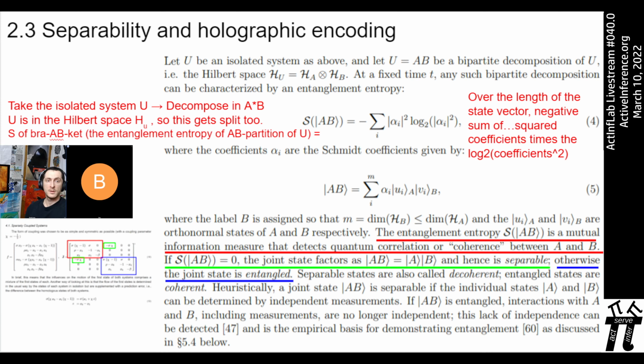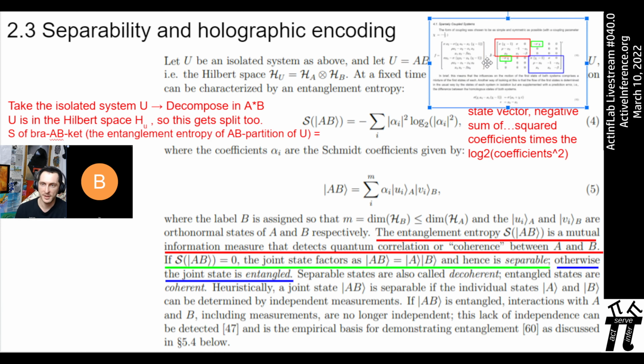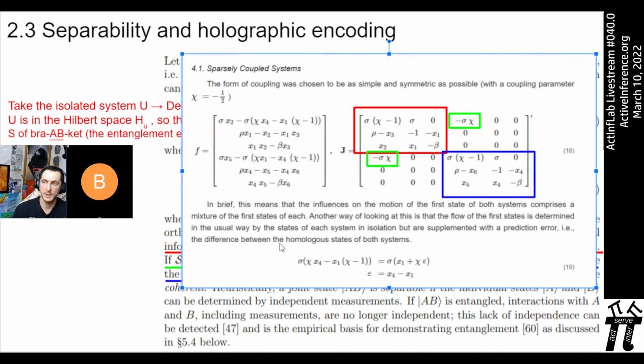Separability and holographic encoding. Okay, this one, just to briefly look at a previous slide, I think this was from 32, we were looking at sparsely coupled systems from a matrix perspective. The dense coupling of subunits 1 through 6 with each other was mainly within the clique of the red or the blue, but then there are these off diagonals that reflect the sparse coupling of denser cliques.